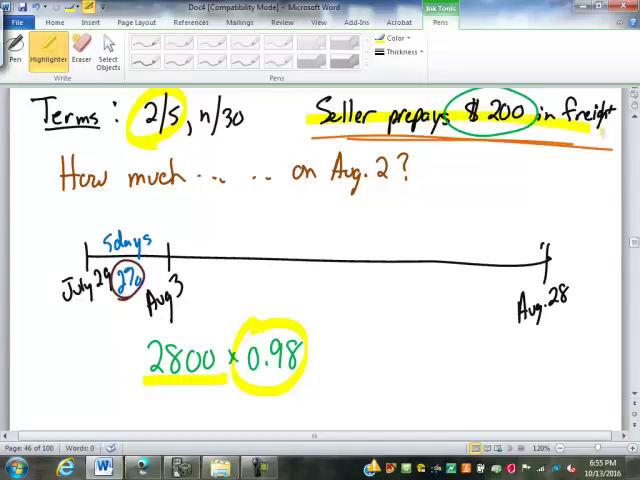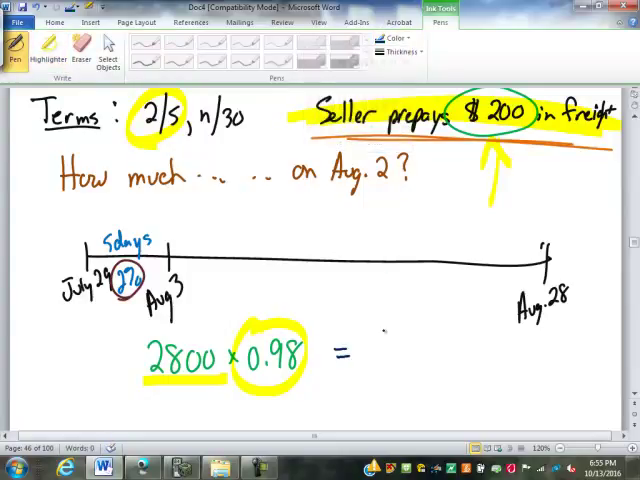You'd never get a discount on freight, ever. That's an actual expense. The seller paid $200. They're not giving us, we're reimbursing them. We don't get discounts on reimbursements. Too bad.